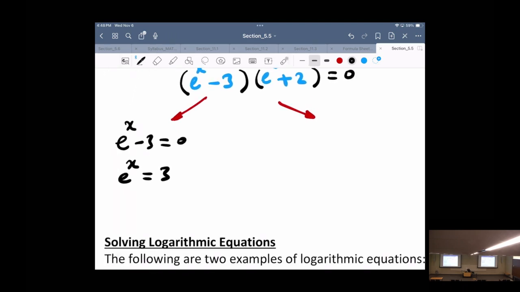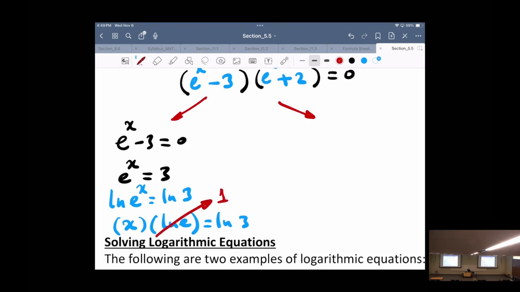Take the natural log of both sides. So we get natural log of e to the x equals natural log of 3. Then x can come down in front. So we get x times natural log of e is equal to natural log of 3. And you know that natural log of e is equal to 1. So from here, x equals natural log of 3. That's one solution for x.